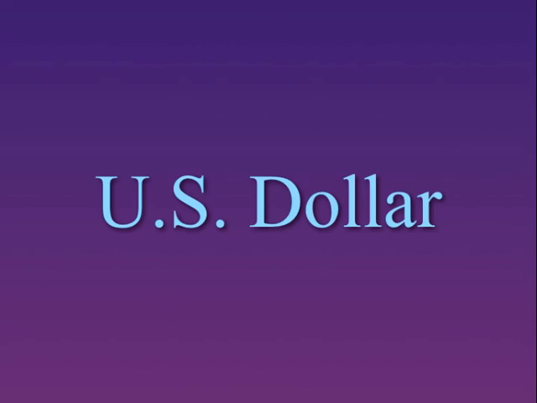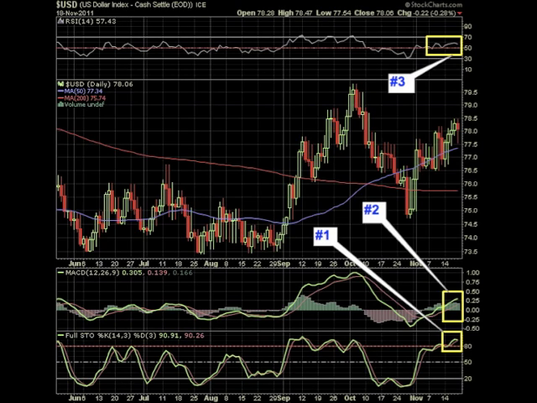And we begin with the U.S. dollar. On a daily chart of the U.S. dollar, down below, point number one, the stochastics have reached into overbought territory, and we're getting a bearish signal here. Looks like we're giving this one a yellow mark.